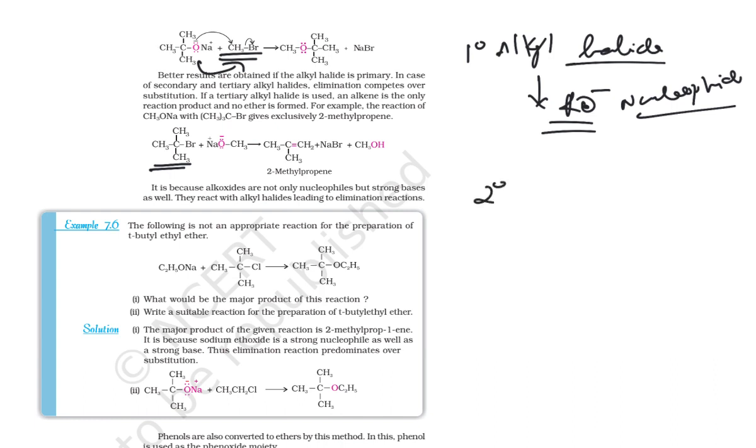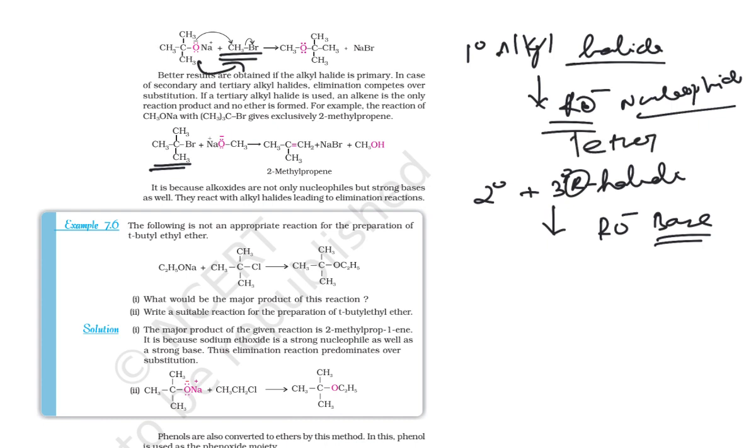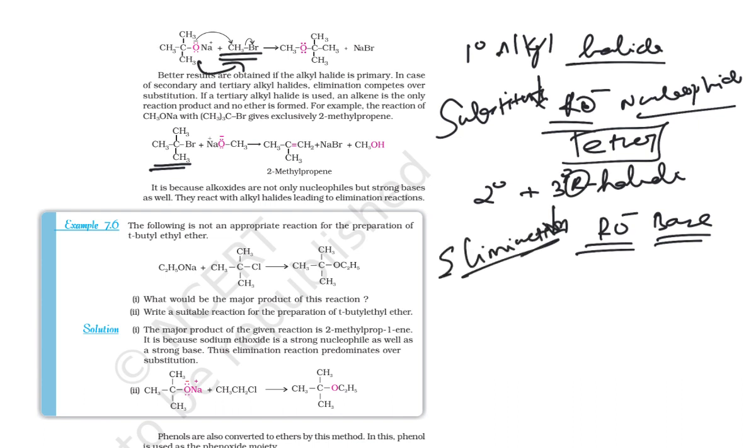But in case I am taking a secondary or tertiary alkyl halide, your alkoxide acts as a base. When the alkoxide acts as a nucleophile, there is a substitution reaction and ether is formed. When the alkoxide acts as a base, there is an elimination reaction, so your product is going to be alkene. So with secondary and tertiary alkyl halides, the elimination reaction competes over the substitution reaction.